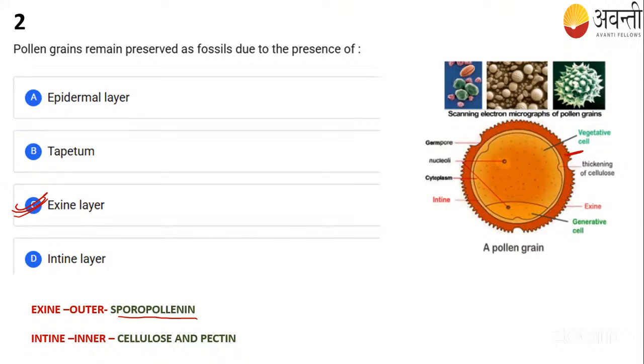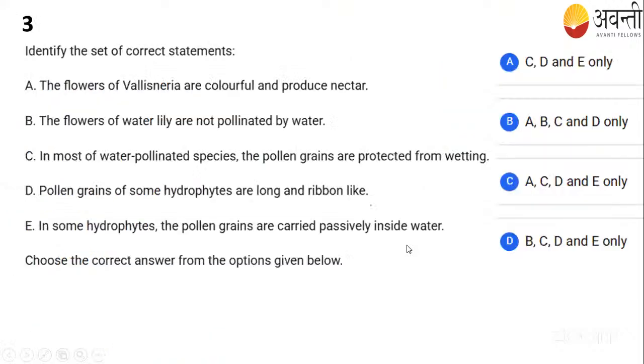Then sporopollenin is not going to be entered or spoiled by anything. Here, the germ pore will be there, right? In the germ pore, the sporopollenin will not be there. From the germ pore, the male gamete is going to be released, right? Male gamete means which one, the vegetative cell or the generative cell? Generative cell, right? Okay. You know that the intine, or the inner layer, is made up of cellulose and pectin. Remember this. Okay.